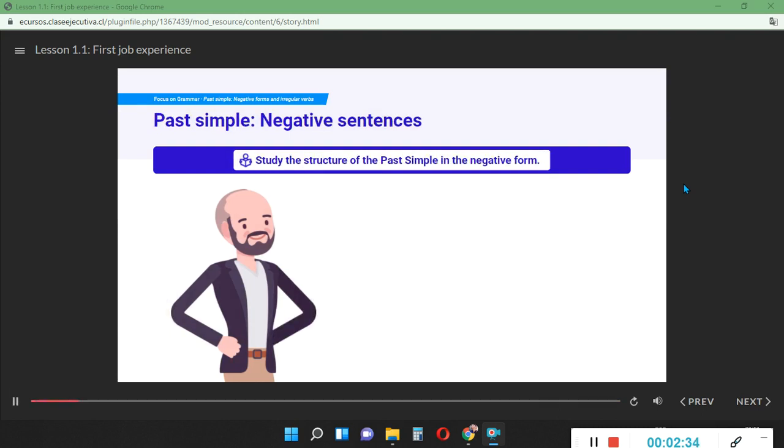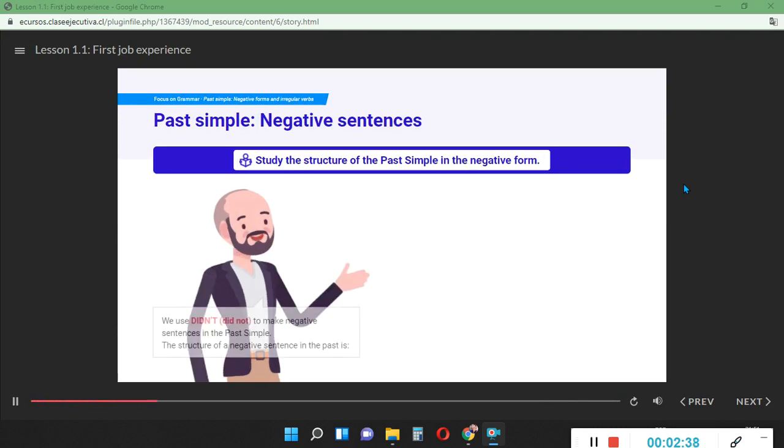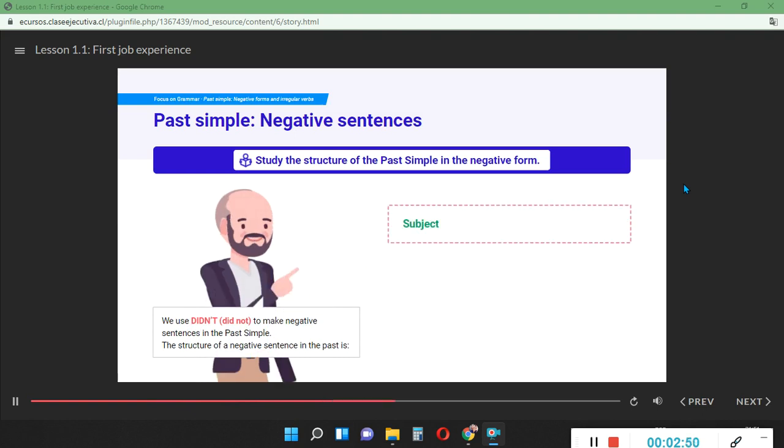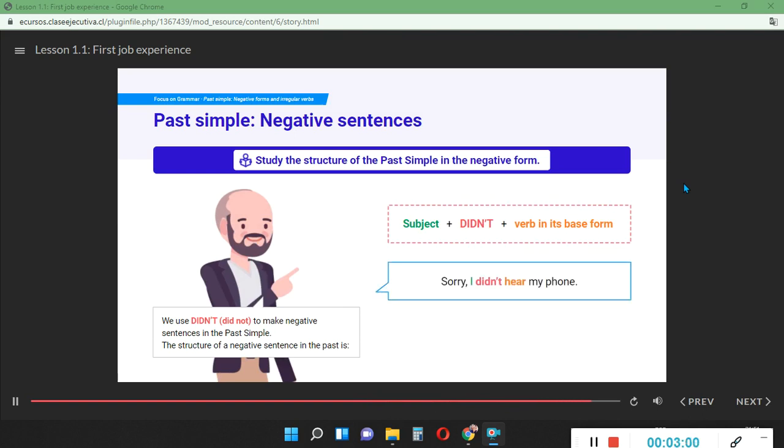Study the structure of the past simple in the negative form. We use didn't, or did not, to make negative sentences in the past simple. The structure of a negative sentence in the past is subject plus didn't plus verb in its base form. For example, sorry, I didn't hear my phone.